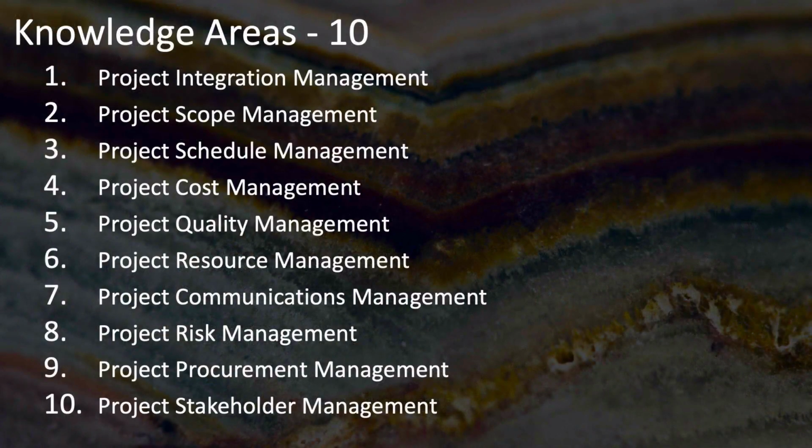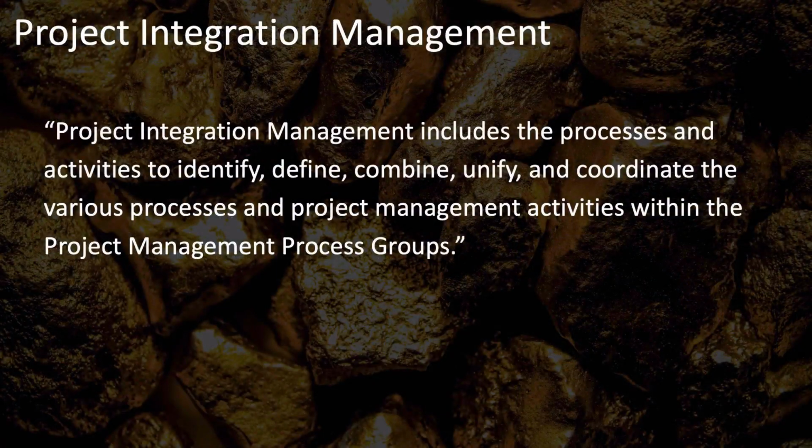The project management processes are organized into 10 knowledge areas, covering integration, scope, schedule, cost, quality, resource, communications, risk, procurement, and stakeholder. Some projects may need other knowledge areas, but these are the 10 that are used on most projects most of the time. Let's briefly go through the definitions of each of these knowledge areas.